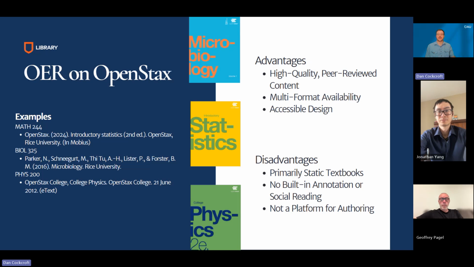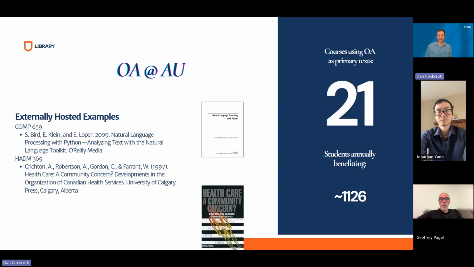So there's so much in the world of OER going on here at AU, and I've just dipped into a very small portion of it. In terms of open access, obviously, there's hundreds of courses using open access text as supplementary readings. We do have about 21 courses using them as primary texts.